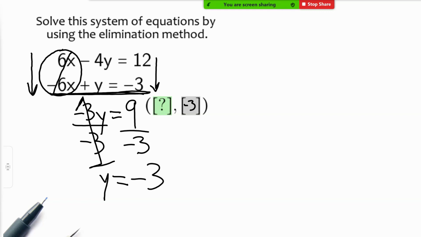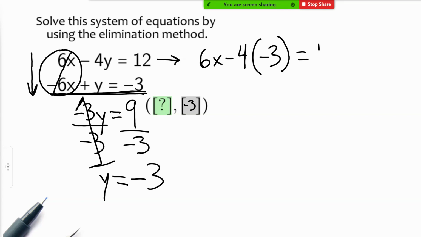Now I'm going to use that skill of checking my answer to find x. 6x minus 4, and now I'm going to use the value of y, negative 3, equals 12. Guys, I make mistakes all the time, and sometimes I get to the end and I catch it. Sometimes I don't catch it till you're halfway through, and that's okay. 6x. Let's see, I need to multiply. Negative 4 times negative 3 is going to be positive 12. Equals 12.